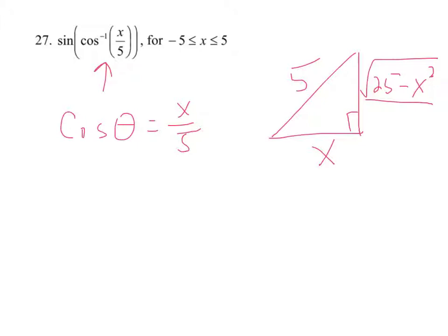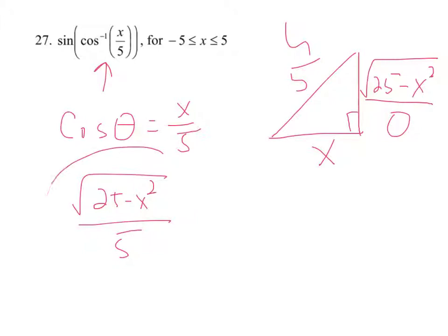So the sine of that angle will be opposite over hypotenuse. So the square root of 25 minus x squared, over 5. That should be the sine of it. You'll have to do this in calculus when you're trying to do derivatives of inverse trig functions. It's towards the middle, second half of that course.